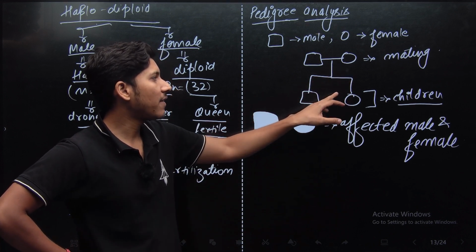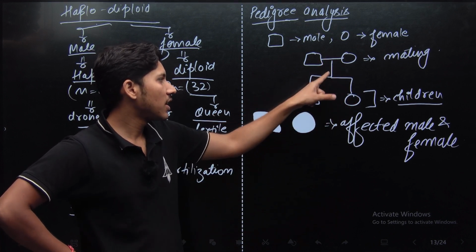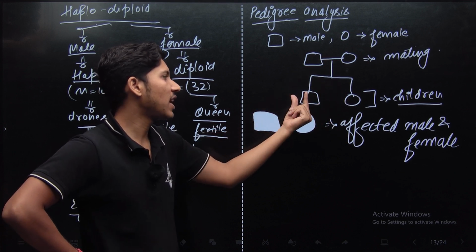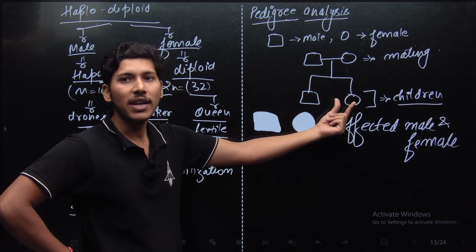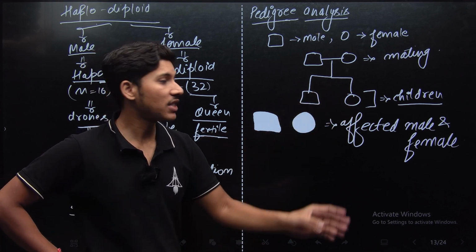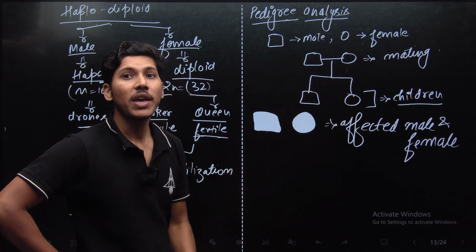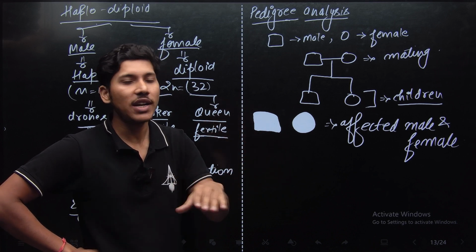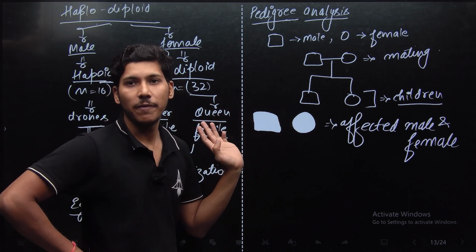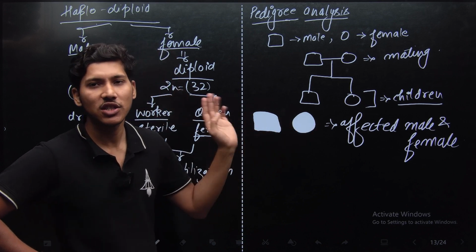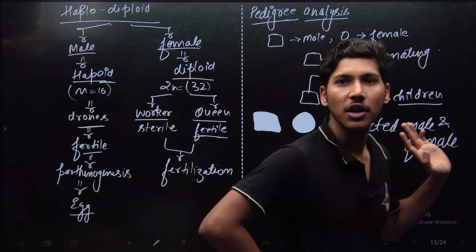If they are having kids, then kids are denoted below them like this. If they have one male and one female kid, or one son and one daughter, then it is written over here. It's mentioned like this. Okay? If any individual is affected by any disease that we are studying, then they are shaded. If male is affected, then male is shaded. If female is affected, then female is shaded. Affected, male and female. Okay?